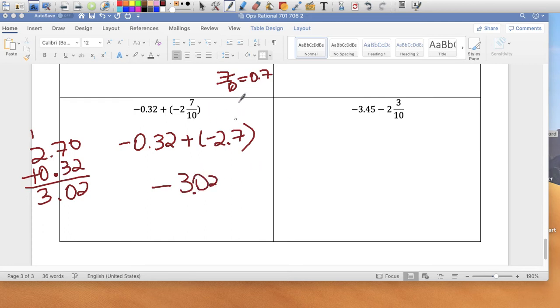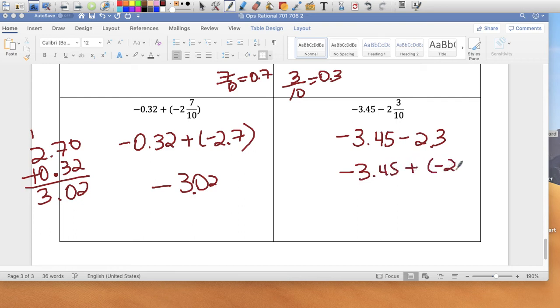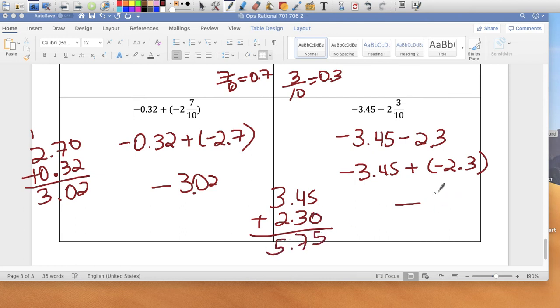Point right here. Simple. Same thing here. Negative 3.45 minus 2. And what's 3 over 10? 3 over 10 is 0.3. So it's going to be 2.3. Keep. Change to addition. And this becomes negative 2.3. They're friends, so it's going to be negative. So 3.45 and 2.3. Let's put a 0 here. 5, 7, 5. Negative 5.75. Okay, well, that's it.